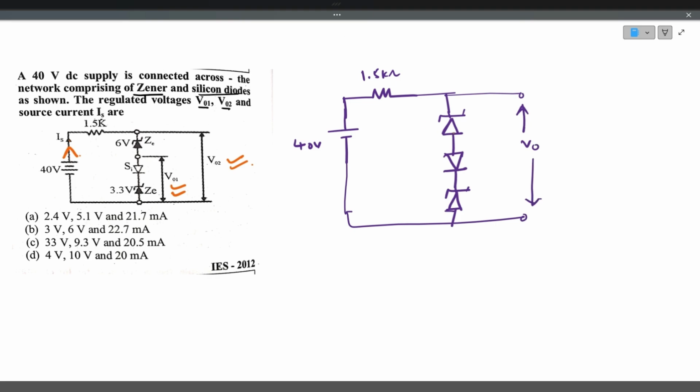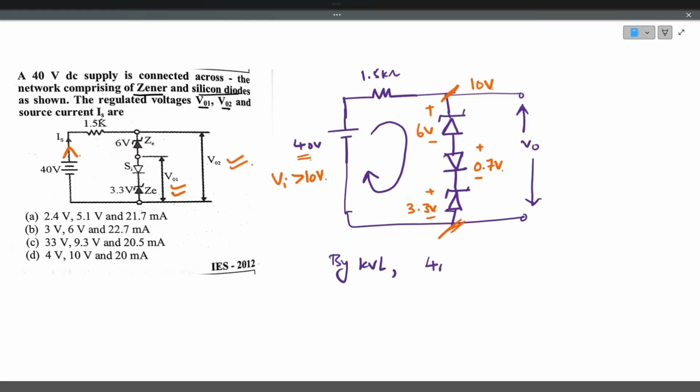So here if you observe carefully, the cut-in voltage is 6 volts. For the second Zener diode, it is 3.3 volts. The silicon diode in between has a cut-in voltage of 0.7 volt. So all put together, we have 10 volts in this branch. The input voltage Vi is greater than 10 volts, so there is a possibility for the current to flow in the circuit. So the circuit conducts.